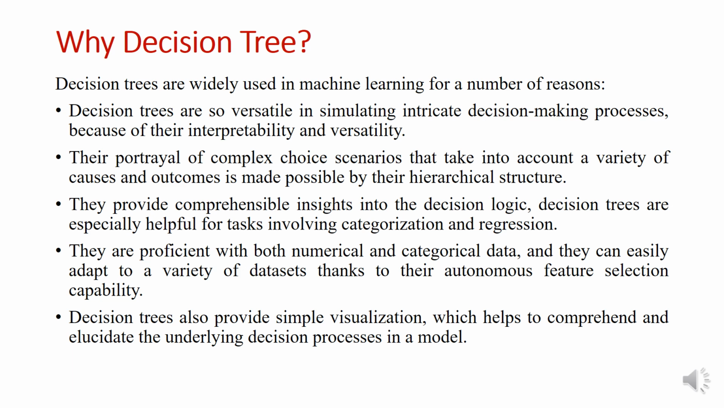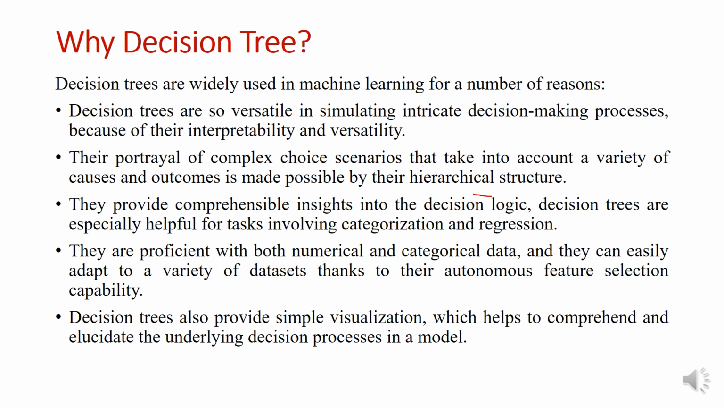Next, why do we want decision tree? Many types of algorithms are there, but still why do we go for decision tree? Decision trees are widely used in machine learning for a number of reasons. First, decision trees are versatile in simulating intricate decision making processes because of their interpretability and versatility. Their hierarchical structure makes it possible to portray complex choice scenarios that take into account a variety of causes and outcomes. They provide comprehensible insights into the decision logic.